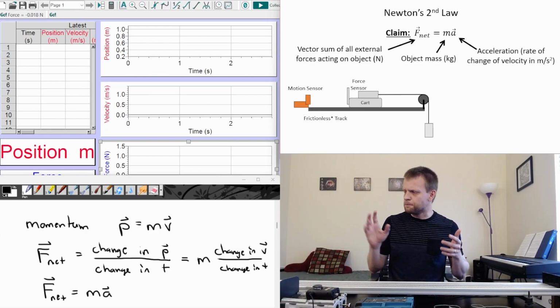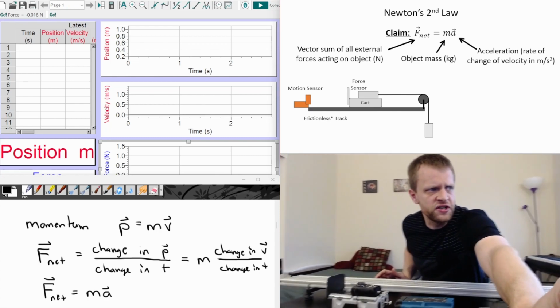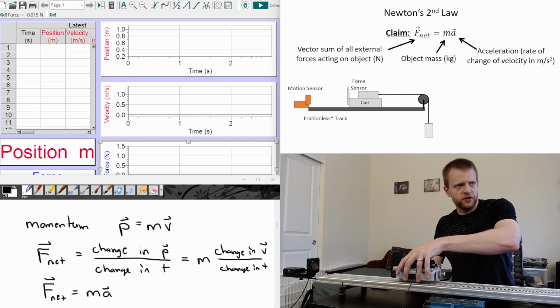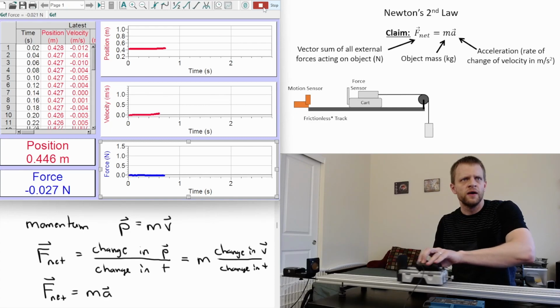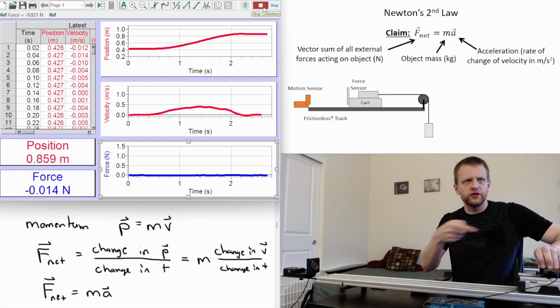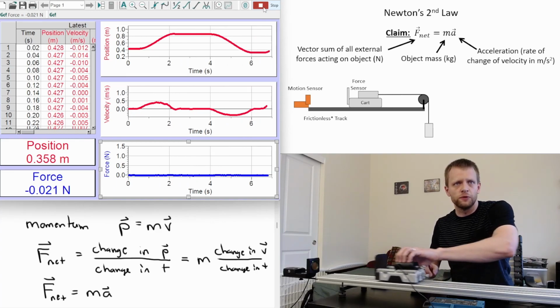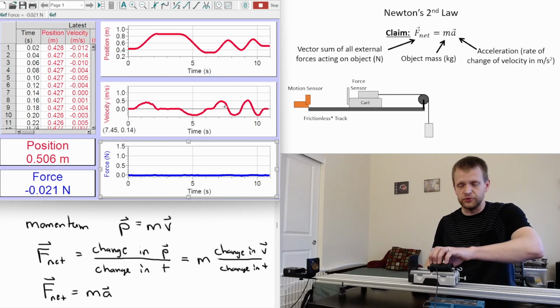So let's talk briefly about just some of the equipment that I have. Over here, I have a motion sensor. So if I put the cart on the track and I start data collection, well, if I move down the track, I move to a larger position. If I move back along the track, I move to a smaller position. And this is also tracking what is the velocity of the object.